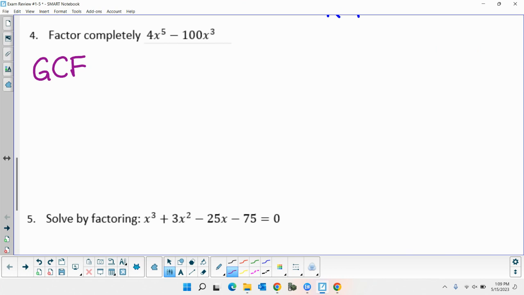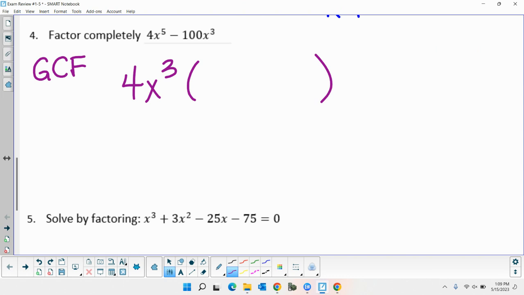4x. Yeah, 4x to the third. Remember, variables can be part of the GCF, right? If you got the same variable in every term, you take the smallest exponent, which in this case would be the 3, right? So now I divide.